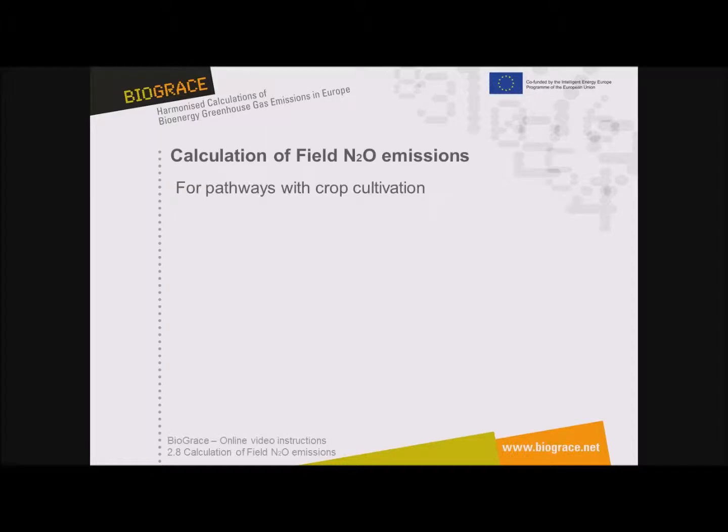For pathways with crop cultivation, field N2O emissions are to be taken into account in the greenhouse gas calculation of your product. These emissions mainly occur during the crop production step because of soil microorganisms' activity. In each pathway during the crop cultivation step, field N2O emissions are to be calculated.